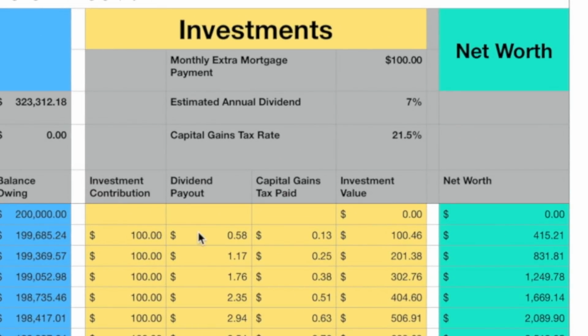So $100, the dividend gets paid 58 cents. 13 cents goes to tax. This is because of the 21%. It would be zero if it was in a tax sheltered account. We would have $100.46. Then we would add another $100 to it. We would collect the dividend of $1.17, pay the taxes, and end up with $201.38. $100 in plus the dividend minus the tax, $302. So you can see how that works.